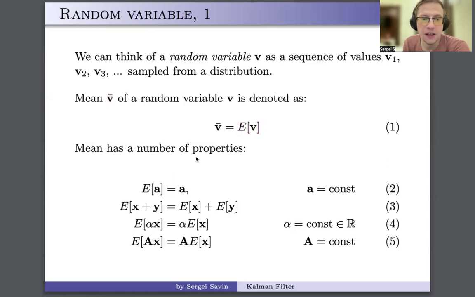So this mean has a number of properties. Some of those properties are quite interesting. For example, the mean of a constant is a constant. Why? Because no matter how many times you sample this constant, you get the same value, right? Then you find the average of those same values, you find, again, value A. You sum them, divide by the number of samples, you still get A.